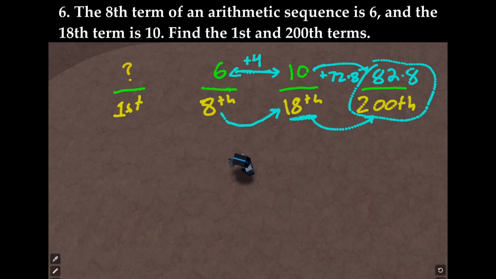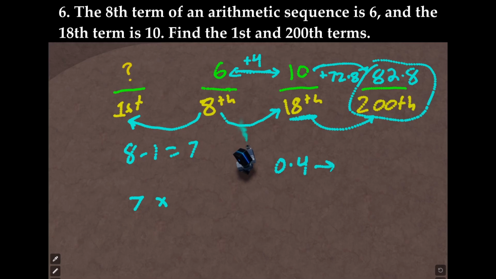So to go from the 8th term to the first term, notice that there's 7 steps in between, because 8 minus 1 is equal to 7. But now, instead of doing 7 times plus 0.4, we're going backwards. So change that 0.4 common difference to a negative 0.4. You have to flip the sign if we're going backwards. So do 7 times negative 0.4 to find the change from the 8th term to the first term. And 7 times negative 0.4 is negative 2.8.